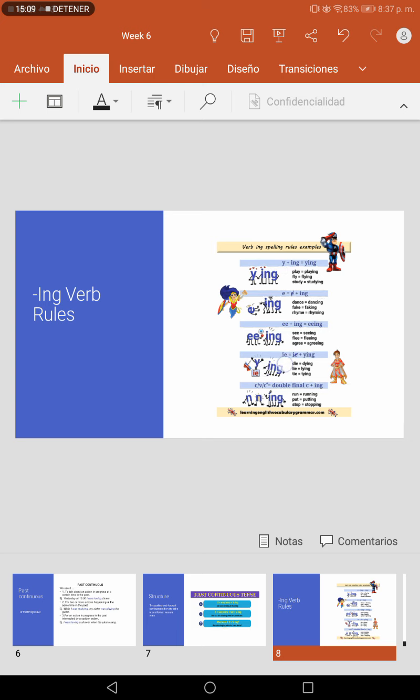Now what happens when the verb ends with I and E? We're going to eliminate I and E, and we're going to add Y-I-N-G. For example, die, dying, lie, lying, tie, tying.